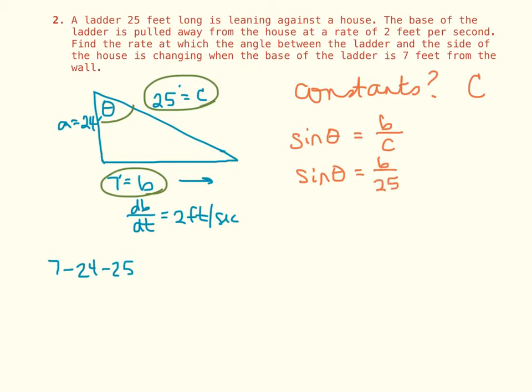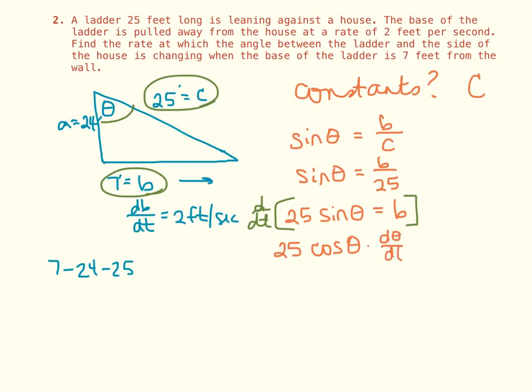Go ahead and multiply that 25 to both sides. So 25 sine theta is equal to B. At this point, you're going to go ahead and take the derivative of both sides with respect to t. So 25 comes down. The derivative of the function sine is cosine, keep the angle, times the derivative of the angle. So dθ/dt is equal to the derivative of B, which is dB/dt.